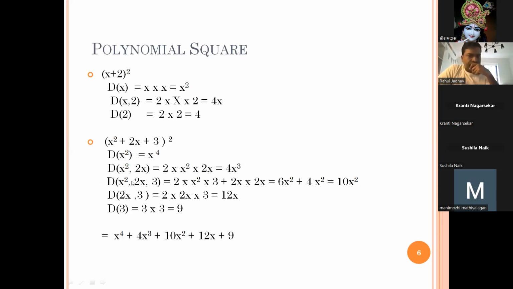And then the third step, x square, 2x. Do you mind repeating it again, sir? Yeah, okay, I will repeat.